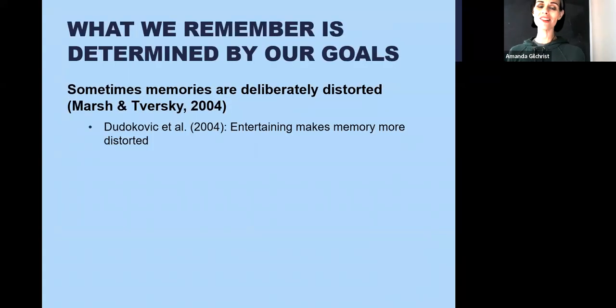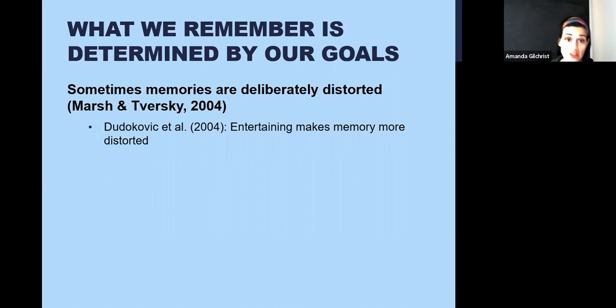Okay, so here's the thing. What you remember in your everyday memories is determined by your goals. The goals that you have for your everyday memories ultimately affect what you remember from things. Generally what we find is that memories can be deliberately distorted, particularly for the purposes of entertainment. You might change a little detail here or there to make the narrative cleaner, to make it funnier. You might exaggerate something or minimize something to make the story so much more interesting.